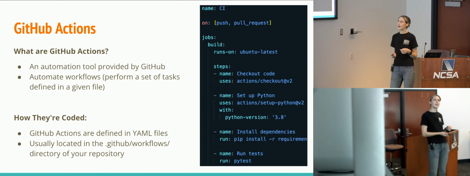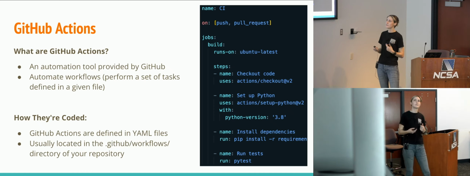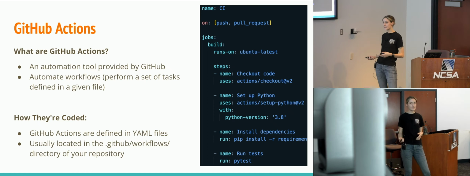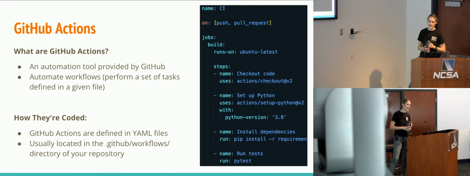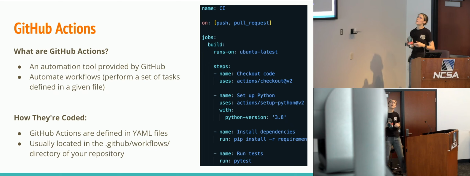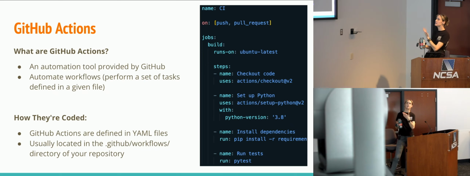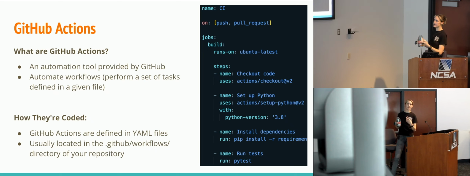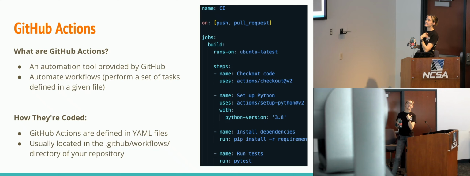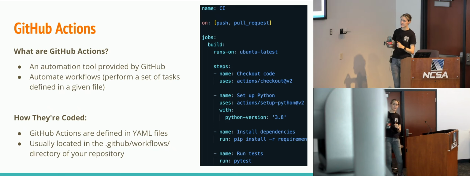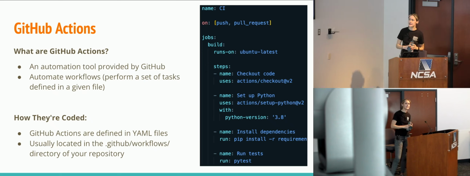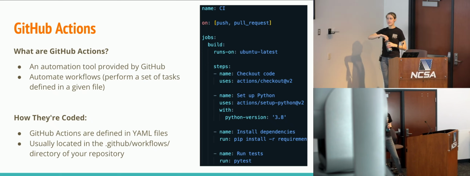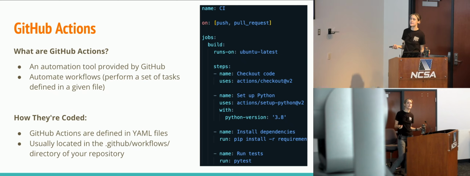GitHub Actions. These are an automation tool provided by GitHub for free, very convenient, and they'll automate workflows, which is essentially to say they'll just perform a set of tasks defined in a given file. On the right, we have an example of a YAML file that describes a workflow that we might want to run. This is a very simple version of running CI, or basically unit tests on our repository. And standard practice is to put them in the .github/workflows directory in your repository.